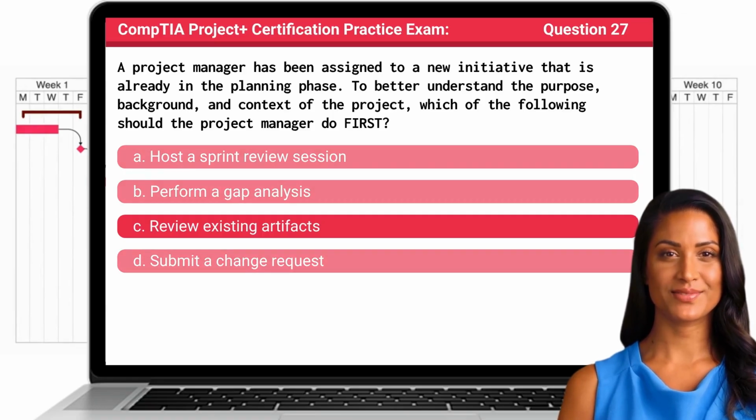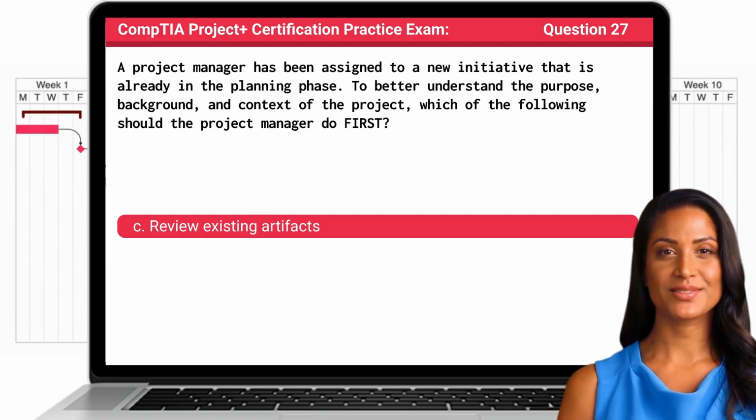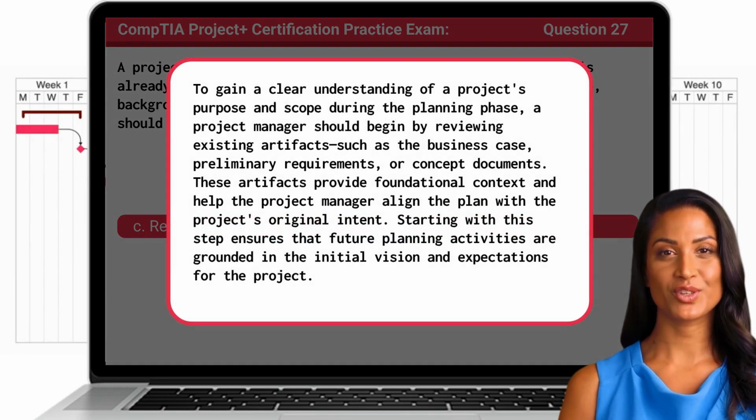The answer is C. Review existing artifacts. To gain a clear understanding of a project's purpose and scope during the planning phase, a project manager should begin by reviewing existing artifacts, such as the business case, preliminary requirements, or concept documents. These artifacts provide foundational context and help the project manager align the plan with the project's original intent. Starting with this step ensures that future planning activities are grounded in the initial vision and expectations for the project.